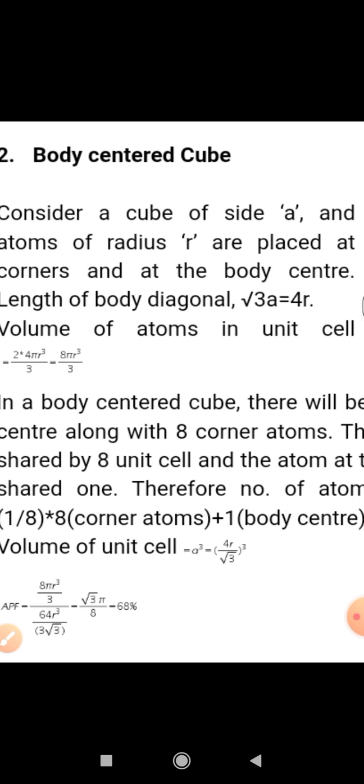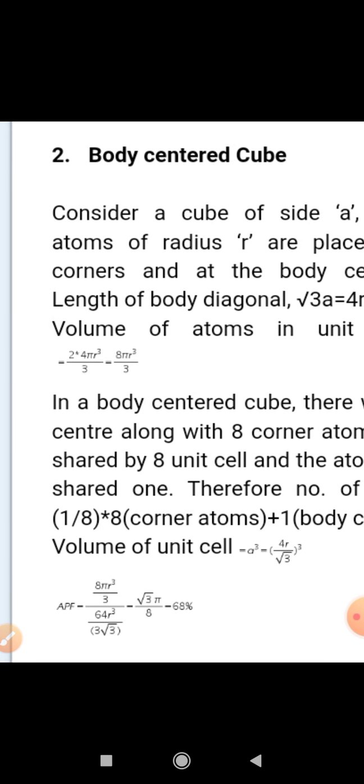In BCC type, body centered cube, if we consider the side A and R be the radius of atom, which are placed at the corner and at the body center, the length of body diagonal will be root 3A equal to 4R. That means R equal to root 3 A upon 4, or A equal to 4R upon root 3. Therefore, volume of atoms in the unit cell.